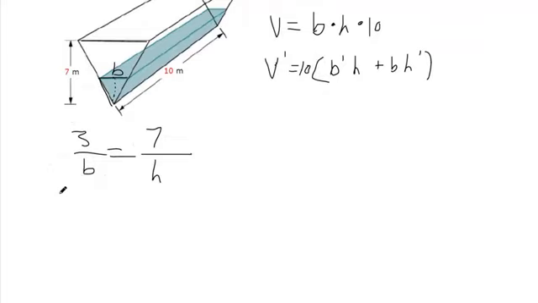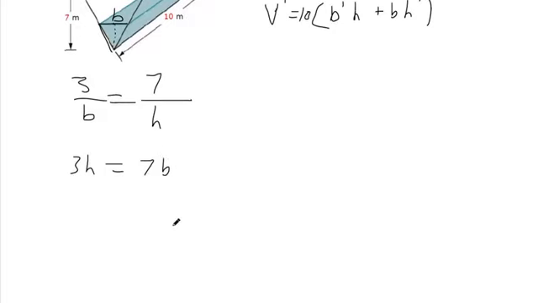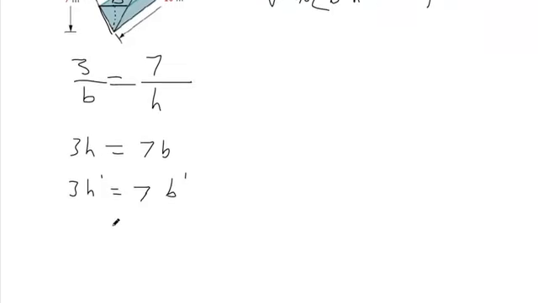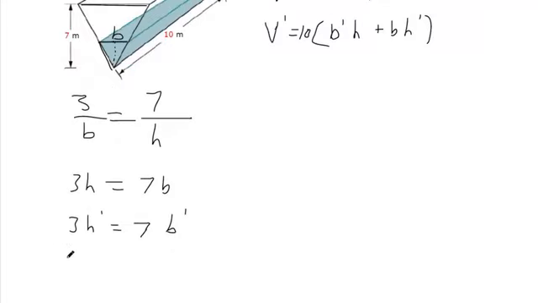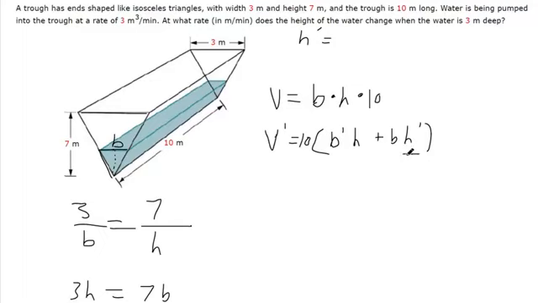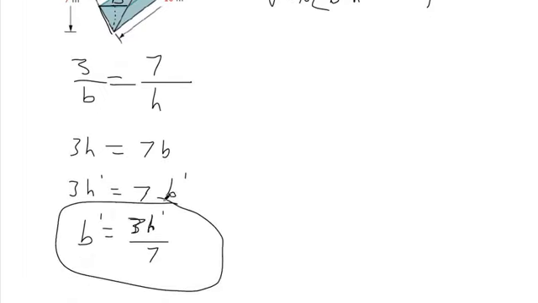So what I'm going to do is rearrange by multiplying both sides by h and both sides by b. And now if I take a derivative of our similar triangle equation with respect to time, we got 3 times h prime equals 7 times b prime. And then if we solve for b prime, we'll have that b prime equals 3h prime over 7. Now, we don't know exactly what b prime is. It still depends on h prime, but that's okay because the variable we're trying to solve for in the volume equation is h prime in the first place. So this will be great to plug in.